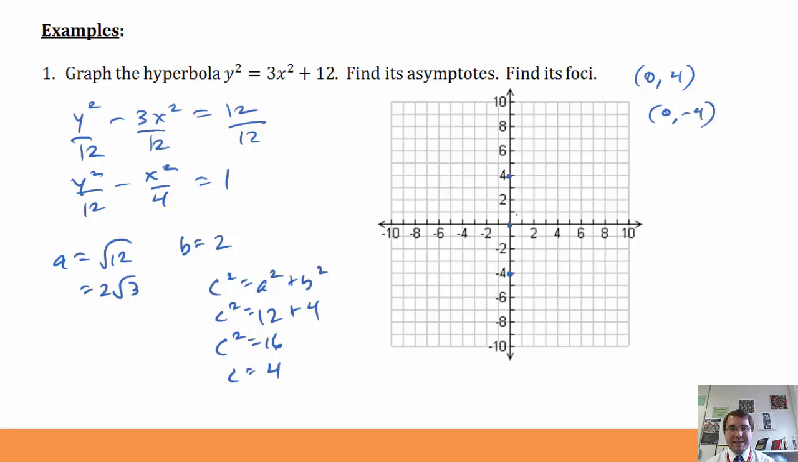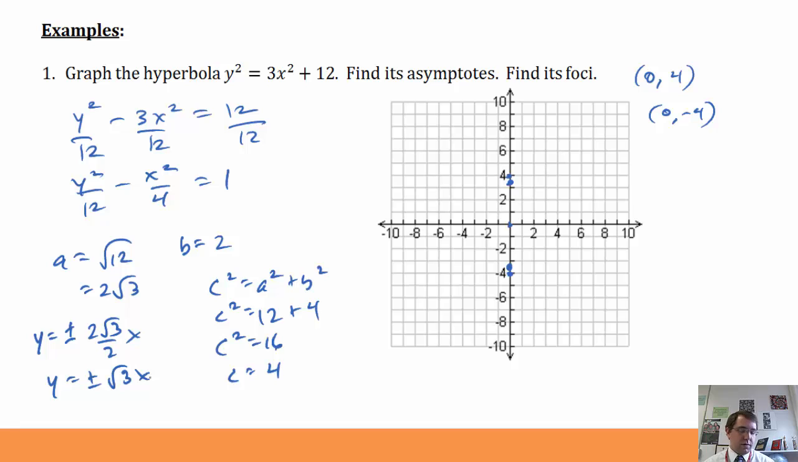But those are not on the hyperbola, those are inside of the branches of the hyperbola. To get the hyperbola, I'm going to go up a distance of a and down a distance of a. So if I go up a, that's square root of 12, and the square root of 12 is about 3.5. So I'm going to go up about 3.5 and down about 3.5. Those are going to be the points on my hyperbola. And the asymptotes are going to be plus or minus 2 radical 3 over 2 times x. So y equals plus or minus radical 3 x.